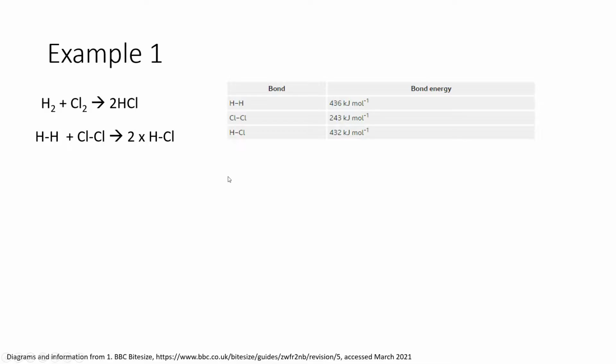Here is the bond energy table. It shows the bond energy for each bond. So to start off, the reactant energy is 436 plus 243. Because those 2 values correlate the hydrogen-hydrogen bond and the chlorine-chlorine bond. This makes the total reactant bond energy 679.